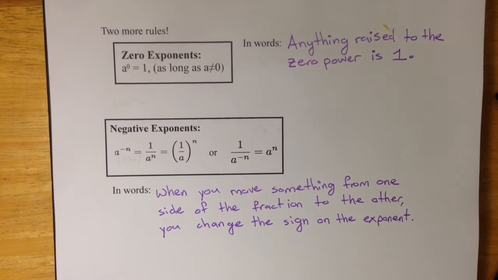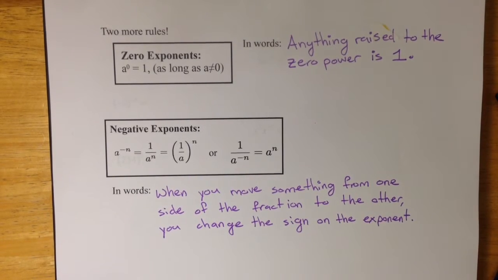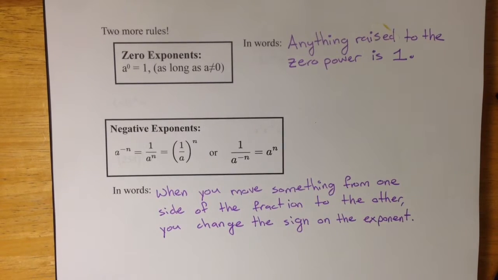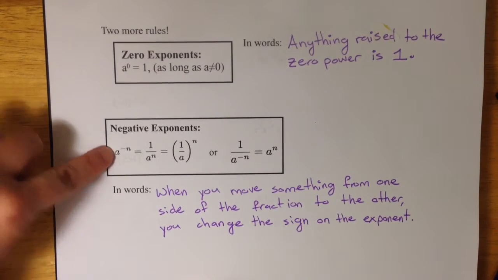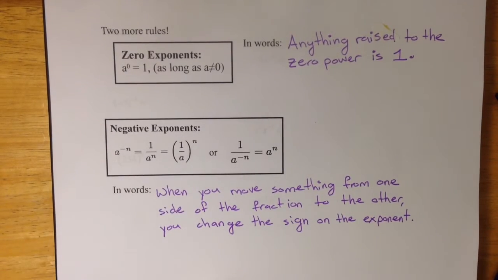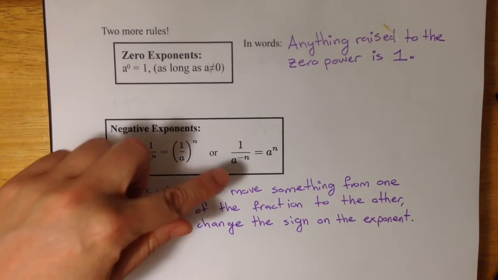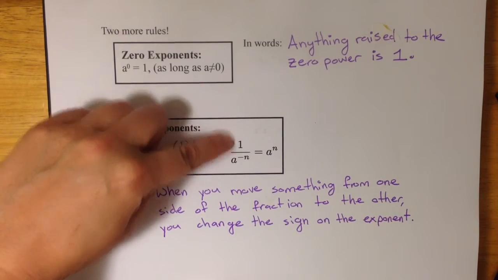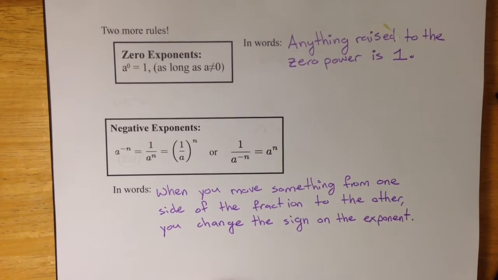In words, I like to say, when you move something from one side of the fraction to the other, you change the sign on the exponent. So if it goes from the top of the fraction to the bottom of the fraction, the exponent changes from negative to positive, or from positive to negative. And if you move it from the bottom to the top of the fraction, the exponent changes either from negative to positive or positive to negative.